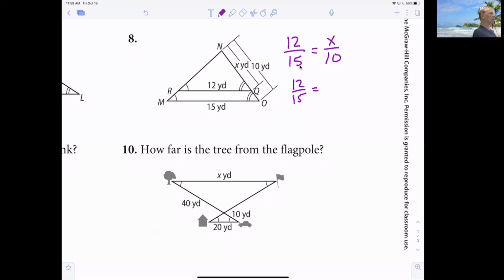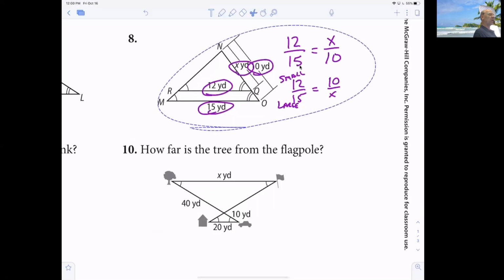Yeah, that's correct. Now, you wouldn't say 10 over x because that's the small. 12 is the small triangle. 15 is the large triangle. Oh, I see. You see what I'm saying, right? So if you go 12 over 15, you have to do small to large, right? But you could also say this.